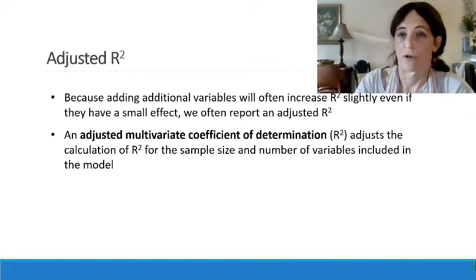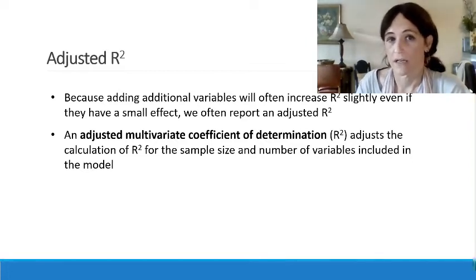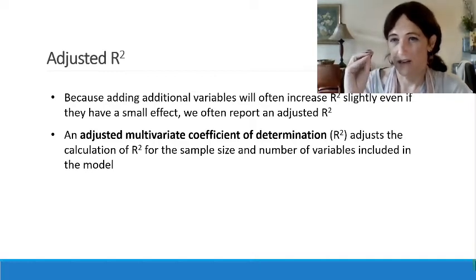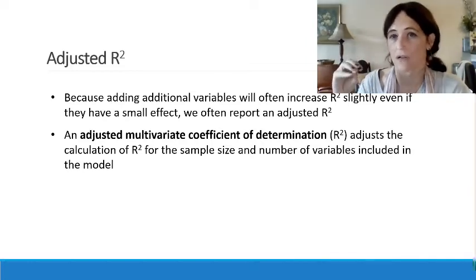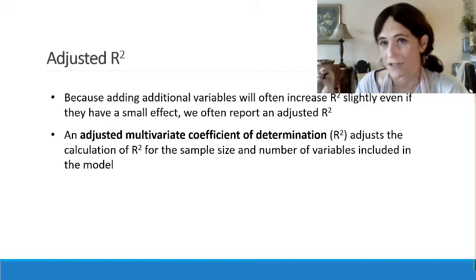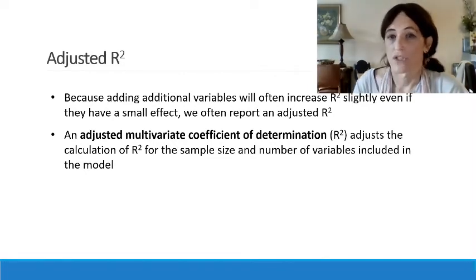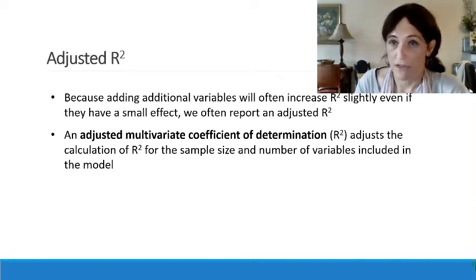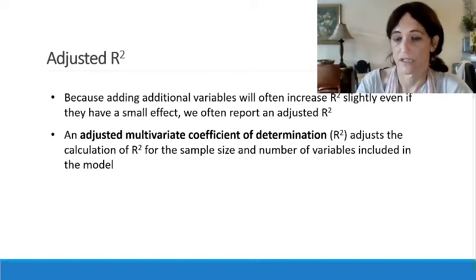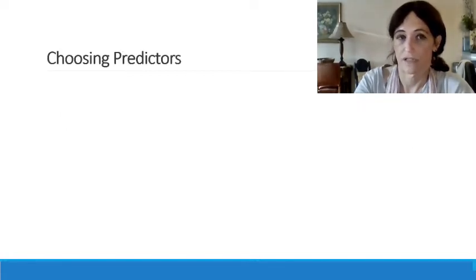More often, we're going to report what's called the adjusted R square, because just by adding additional variables, that can increase our R squared ever so slightly, and that could be a slightly artificial way to increase our R squared. So we often do an adjusted multivariate coefficient of determination, which adjusts for the number of variables included in the model. Adjusted R square is the better one to report, only because it takes into account the fact that we could artificially increase R squared simply by increasing the number of variables.